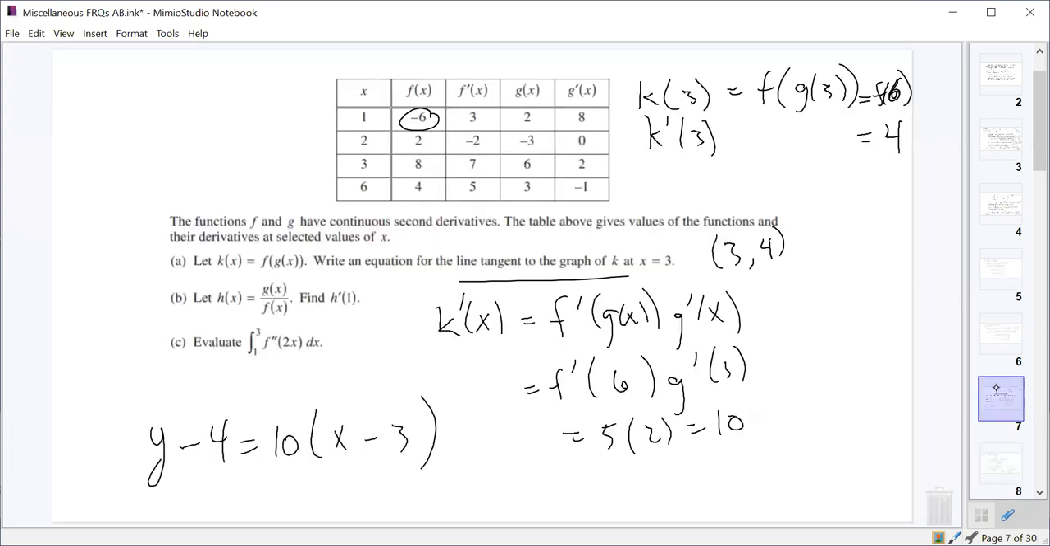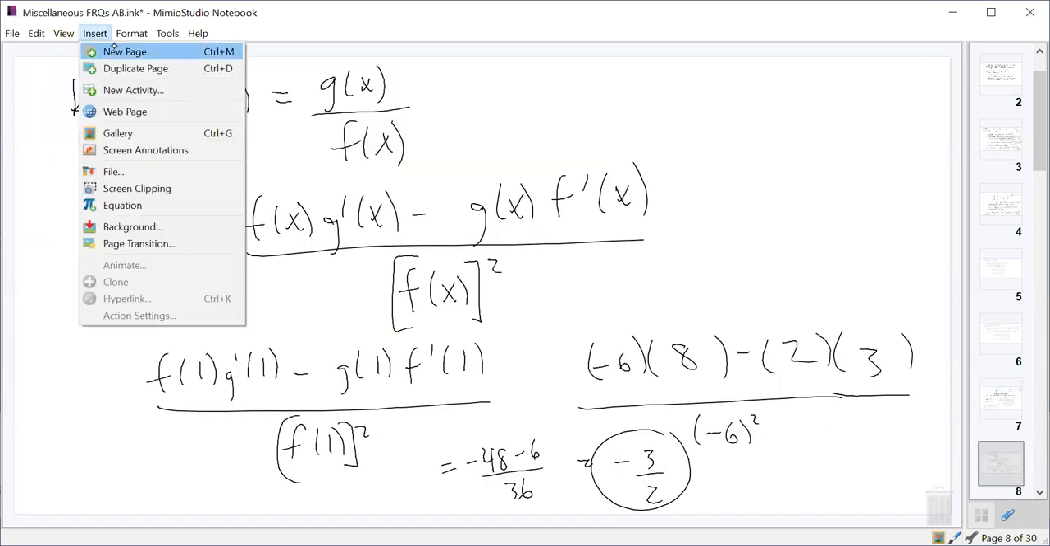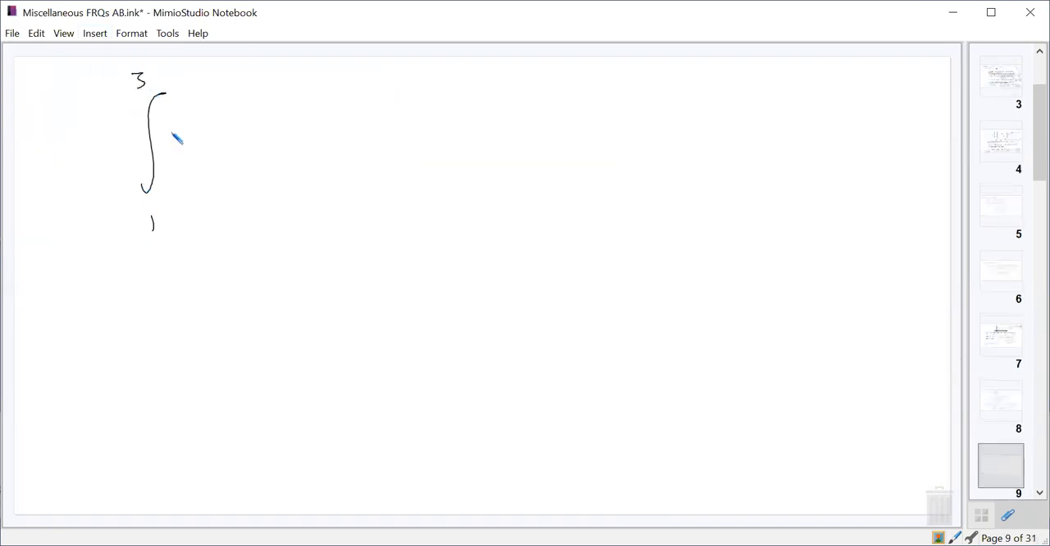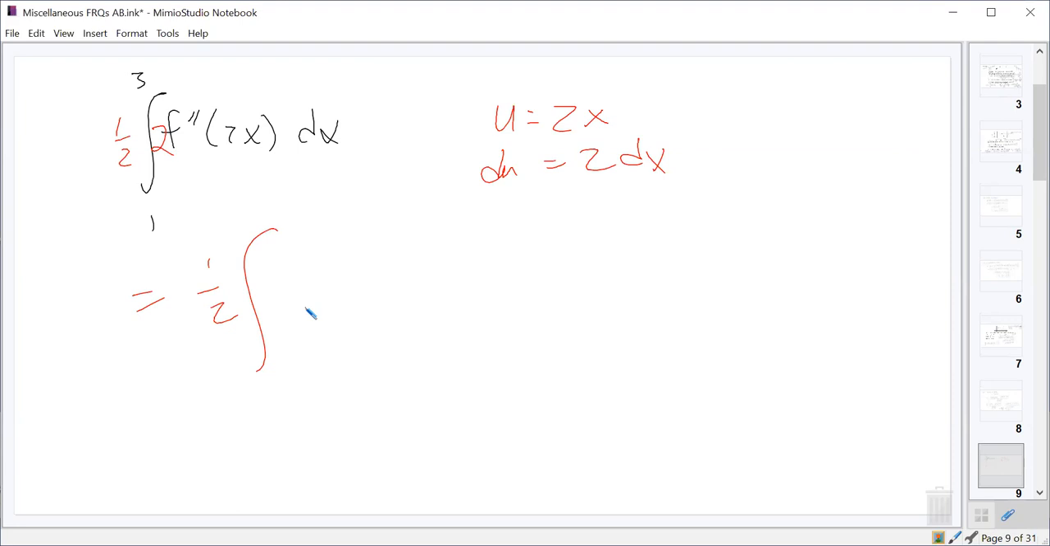Was there part C? I bet there was. Evaluate the integral from 1 to 3 of f double prime of 2x. What's the issue with this? If it was f double prime of x, it would just be f prime. But since it's f double prime of 2x, what do we need to do to get rid of that 2x? U sub sounds good. U is 2x. Du is 2 dx. So we'll put in a 2 and a 1/2. We end up with 1/2 the integral of f double prime of u du.